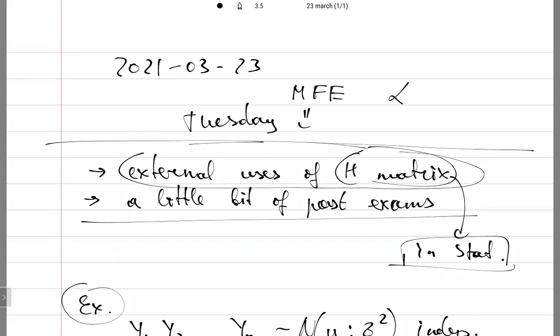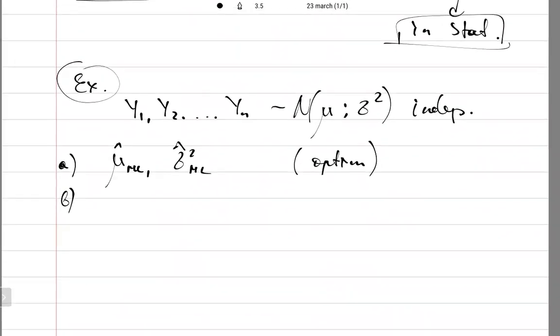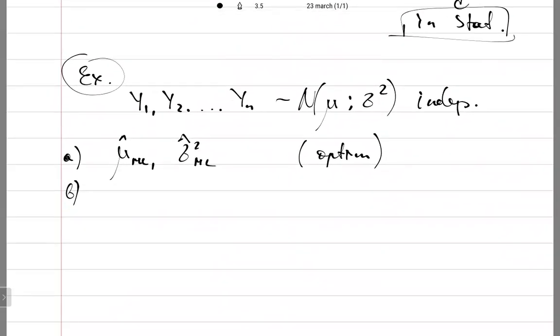So we will discuss two topics, external uses of Hessian matrix and a little bit of past exams, because basically we have covered all the topics we need. Okay, and an example, optimization used in statistics.